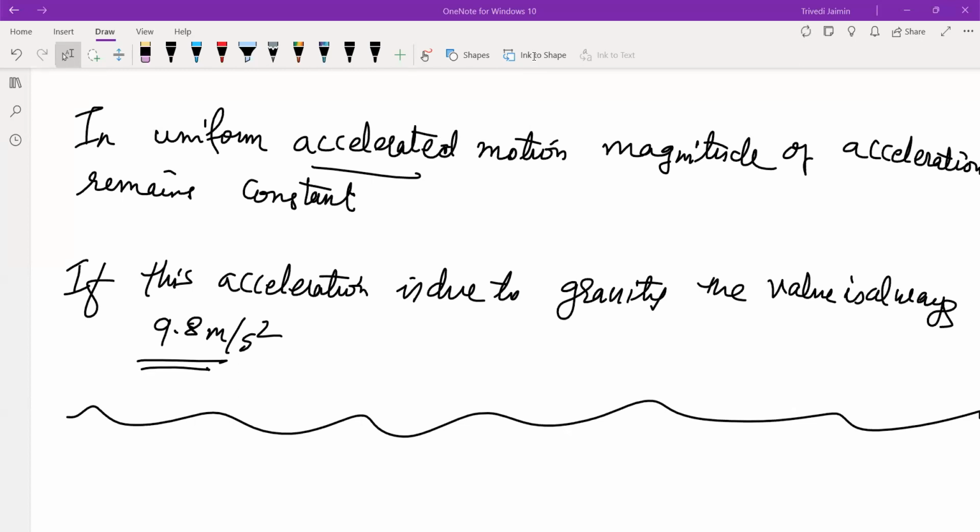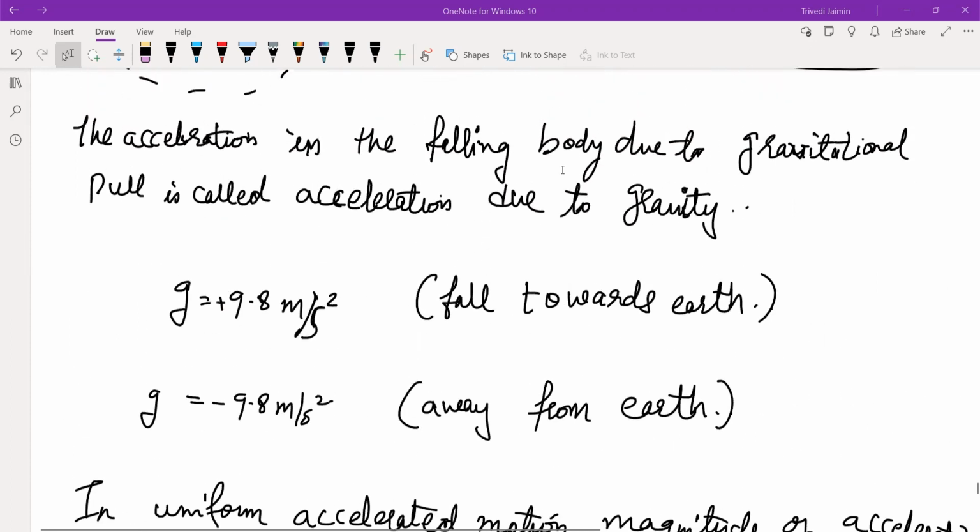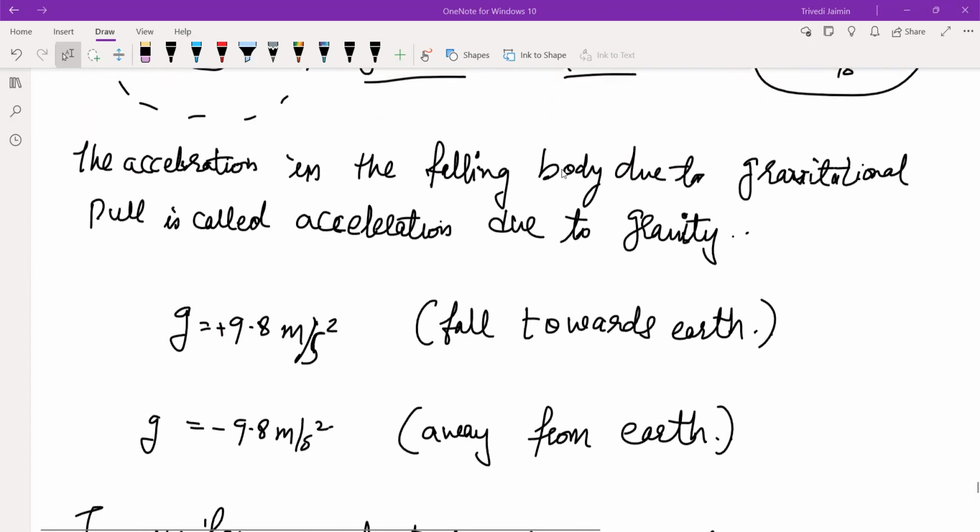Is anyone having doubt with this one? V is equal to U plus AT. Sir, I have a doubt. Tell me. What's the doubt? If any object moves away from the earth, it will experience some gravitational pull and other forces. Will it get the same values? See, we wrote here, away from Earth, so g will be minus 9.8.